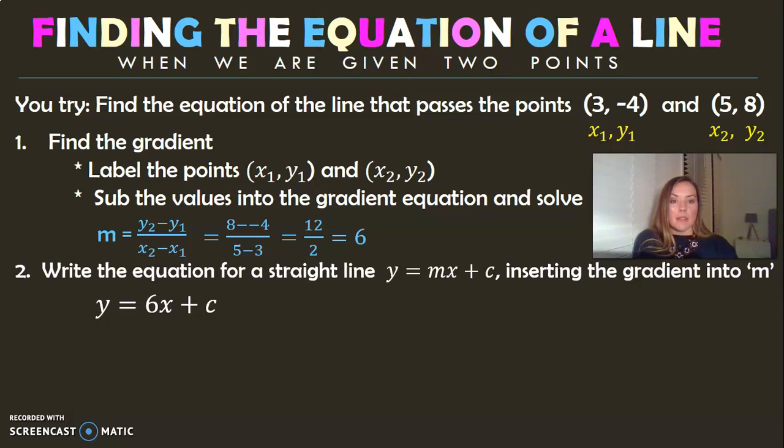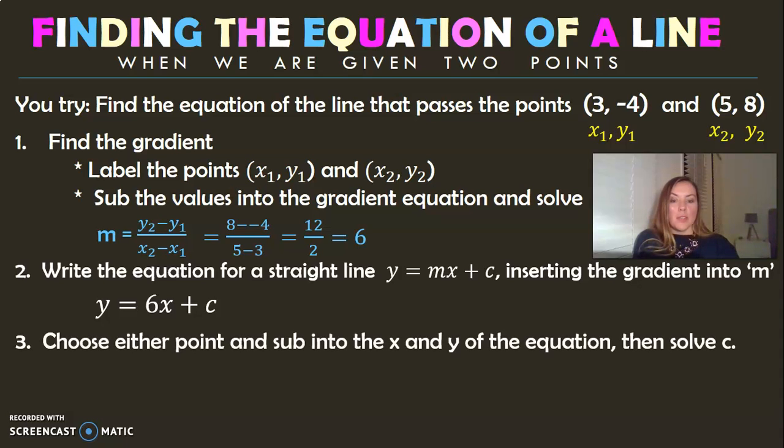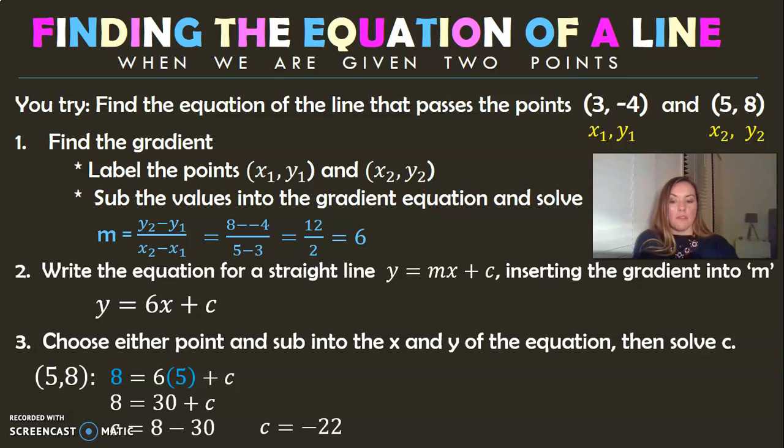The final part of this involves subbing one of those points into your equation, into the x and the y values, and hence helping you to solve c. For this example, I'm going to choose 5, 8. That gives me 8 equals 6 multiplied by 5 plus c. Evaluating that further gives me 8 equals 30 plus c. Rearranging gives me a c value of -22. This gives me an equation of y equals 6x take 22.